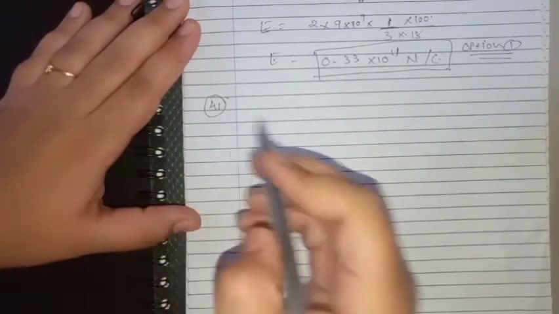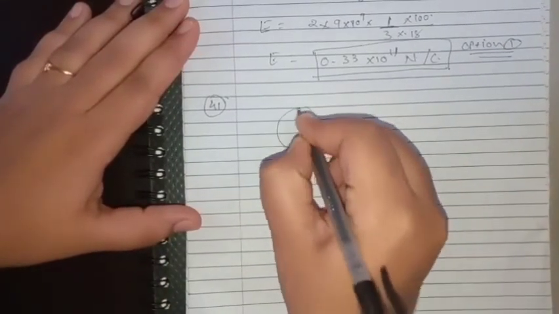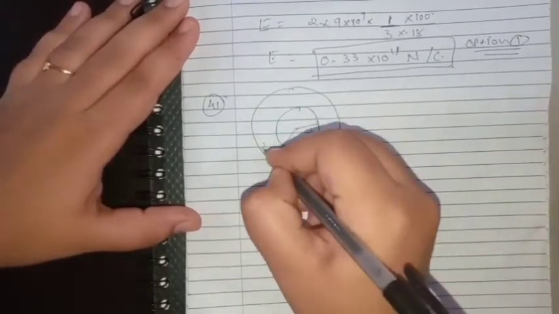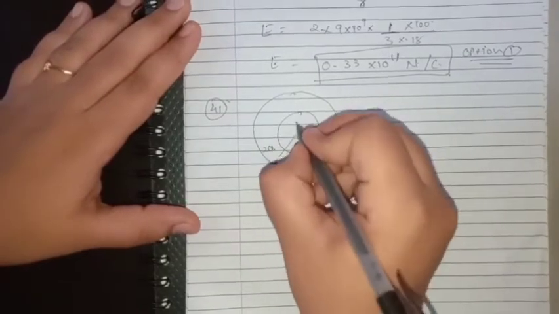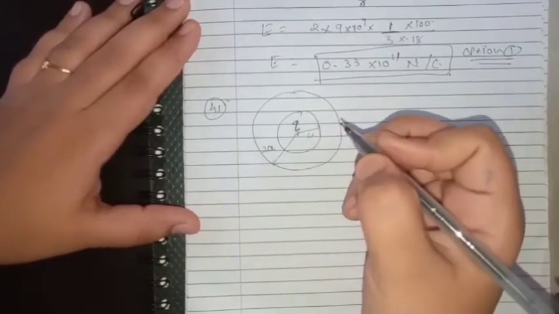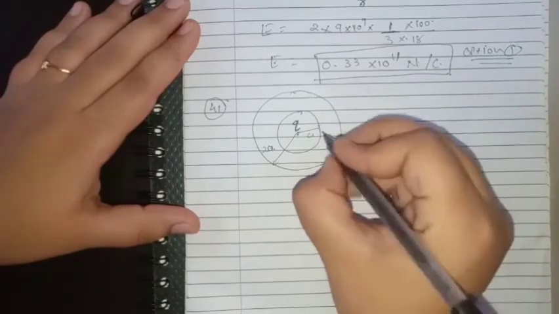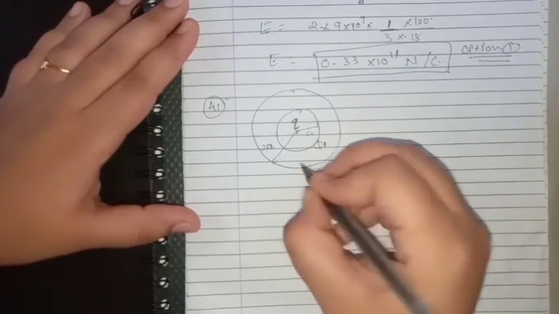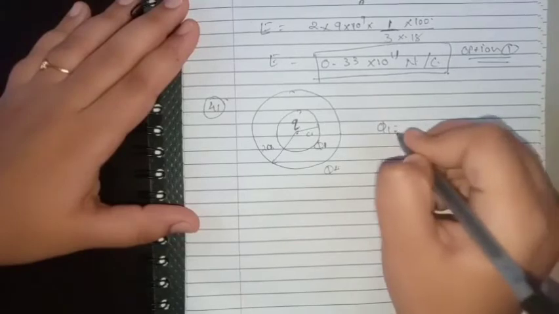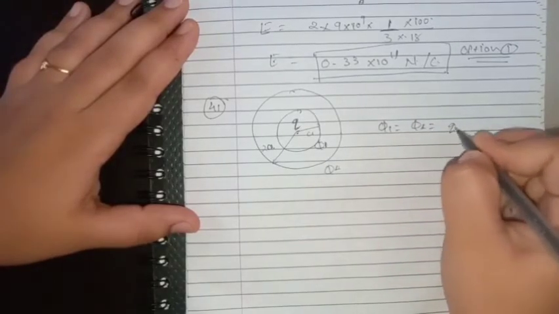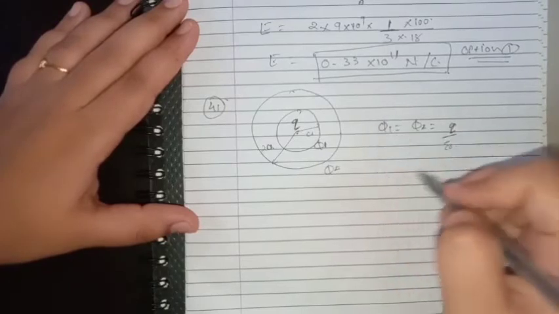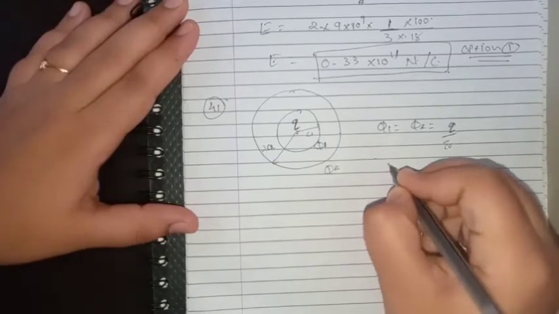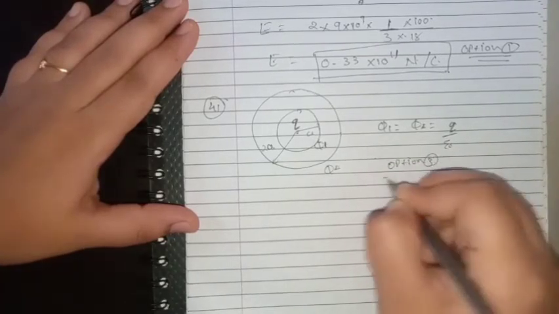In question number 41, two concentric spheres are given, one of radius A and another of radius 2A. Charge Q is placed at their common center. We want to compare their flux. Let's say flux phi 1 is coming out from sphere 1 and phi 2 is linked with sphere 2. Here phi 1 will be equal to phi 2 is equal to Q by epsilon naught. Here flux is independent of surface area. So option 3 is the correct option.